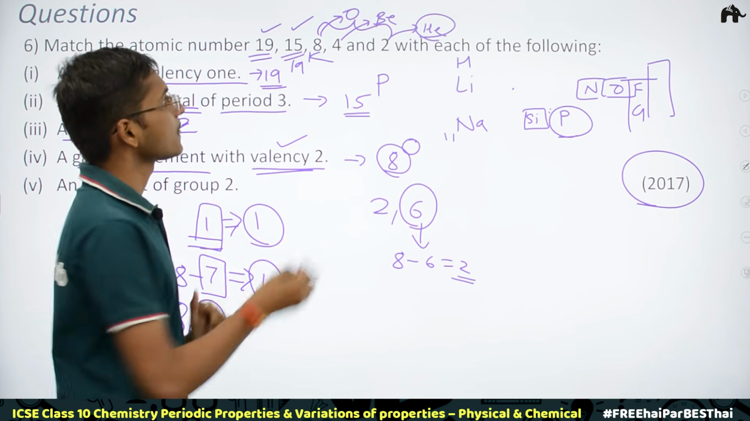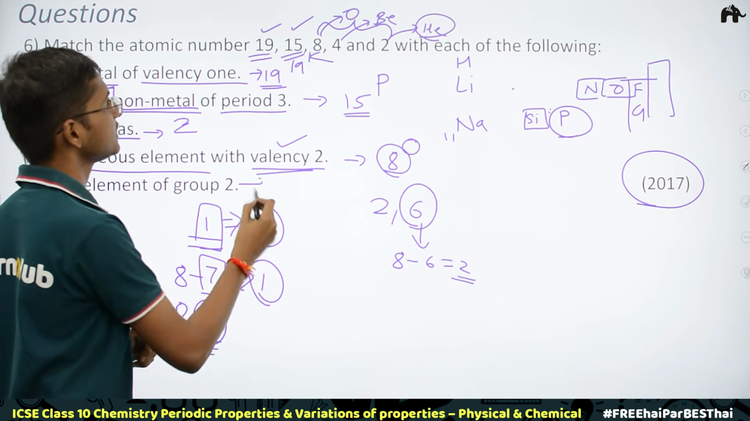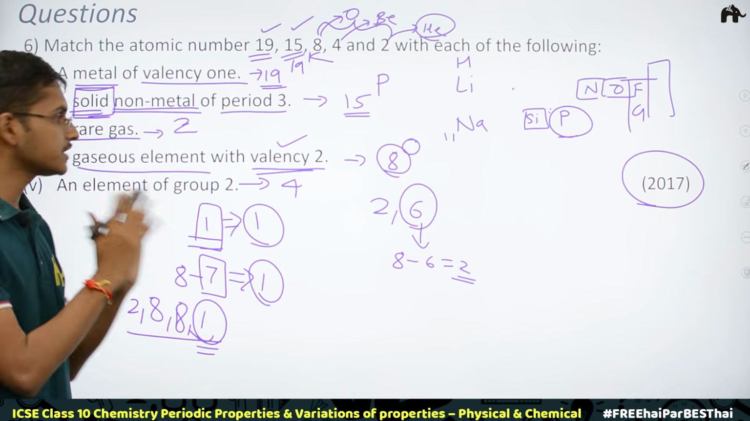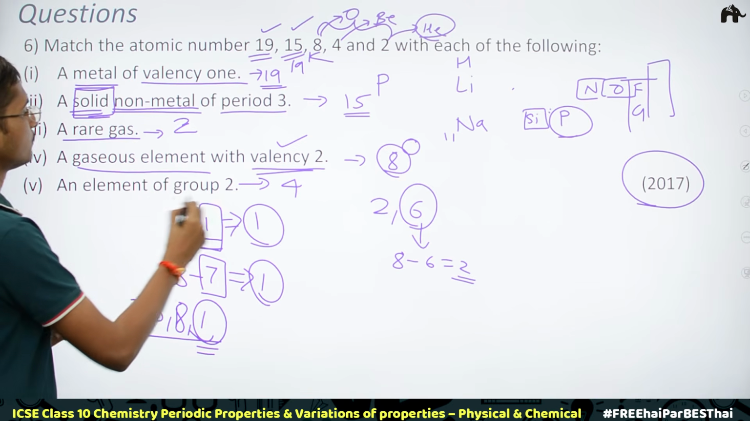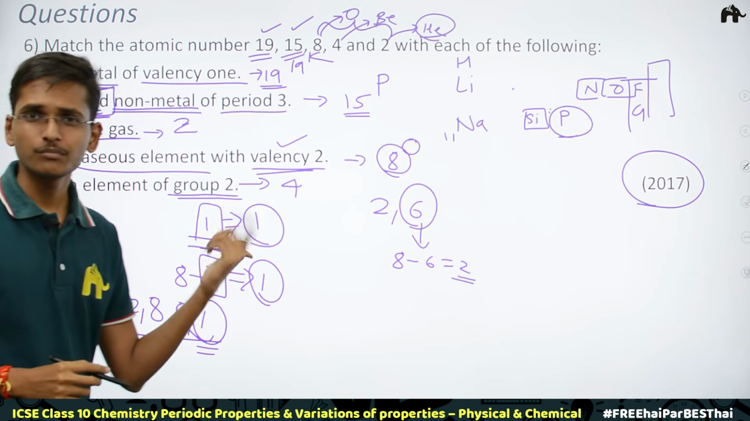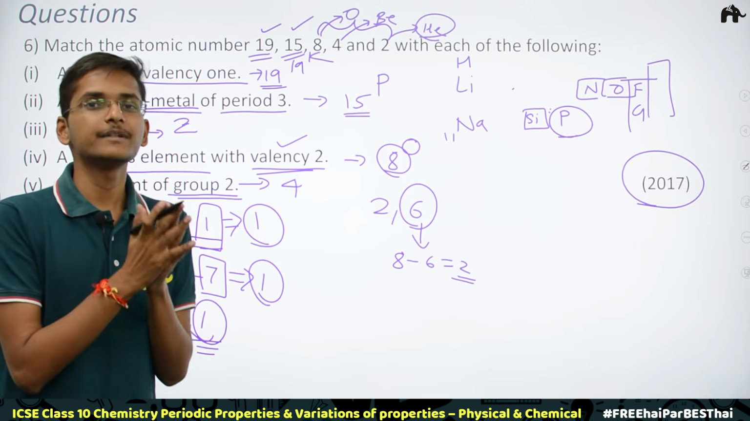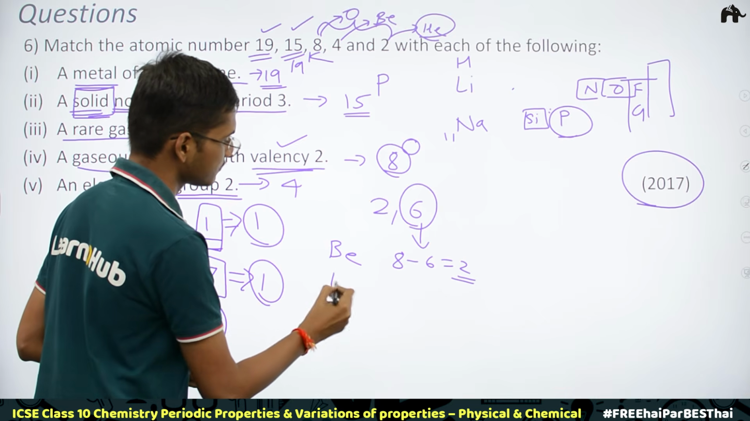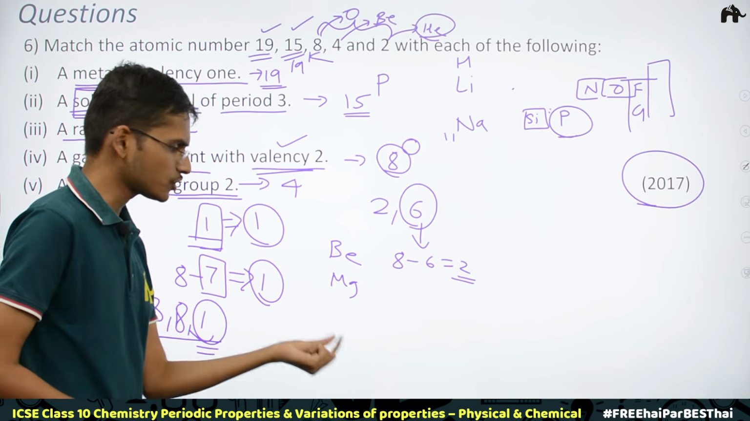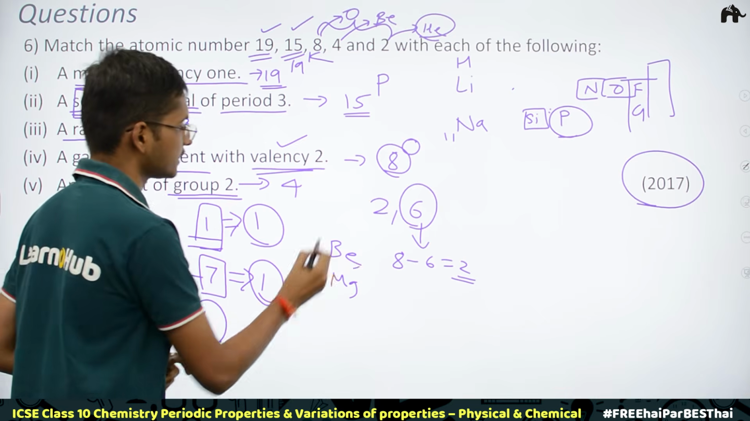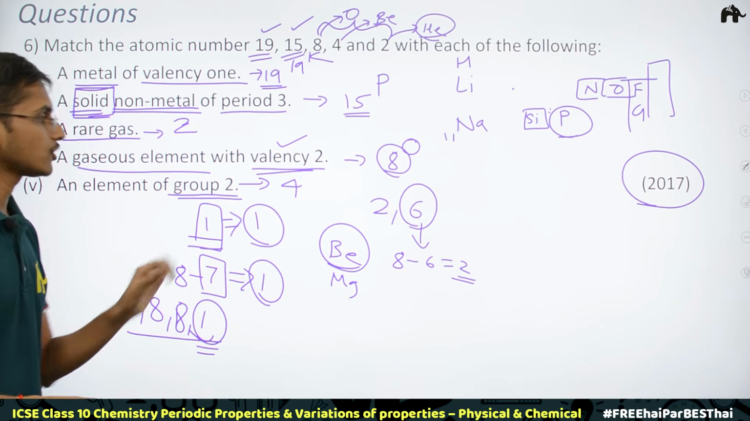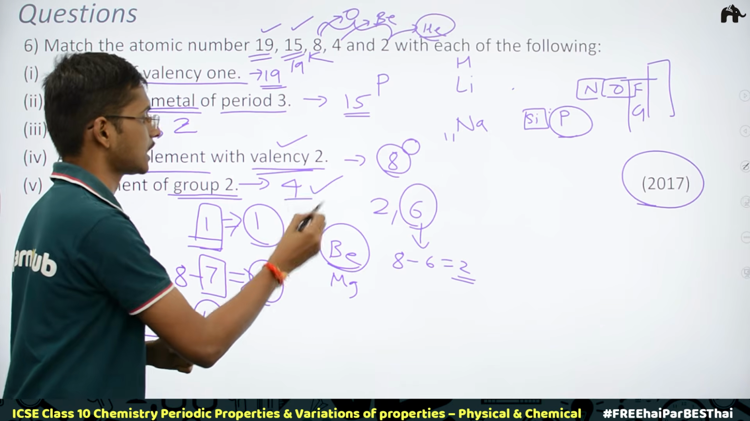Then lastly, what is remaining? The 4. So the answer would be 4, but let's also reconfirm the conditions. An element of group 2. Now we know beryllium is the first element of group 2, right? It starts from beryllium, then magnesium, then calcium, strontium, barium, radium. So yes, it is an element of group 2. It is satisfying this condition, and yes, our right answer is 4.